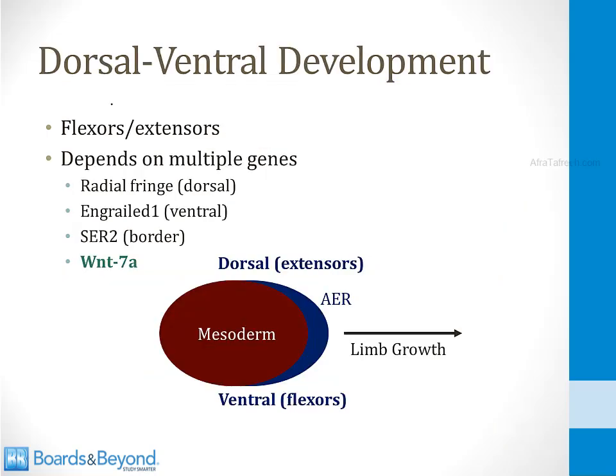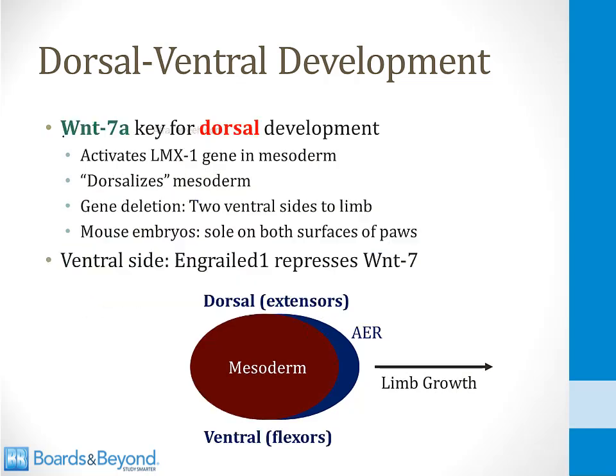Now let's talk about development of the limb along the dorsal to ventral axis. Remember, this is the axis that includes the flexors and extensors. An easy way to remember this axis is to remember that the palm of your hand is a ventral structure and the back of your hand is a dorsal structure. Development along this plane depends on multiple genes. Most of them have strange names like radical fringe and engrailed one. Some are important for development along the dorsal side, some along the ventral side, and some at the border between the two sides. But of all these genes, the one that's most important to know is the WNT7A gene.